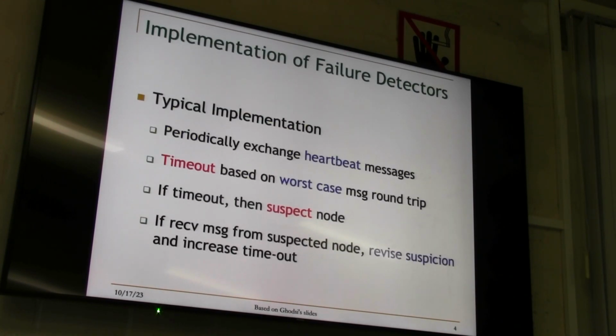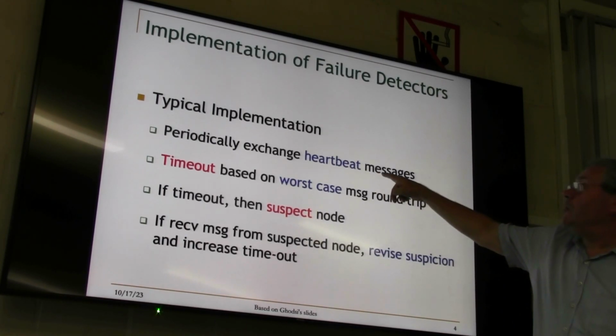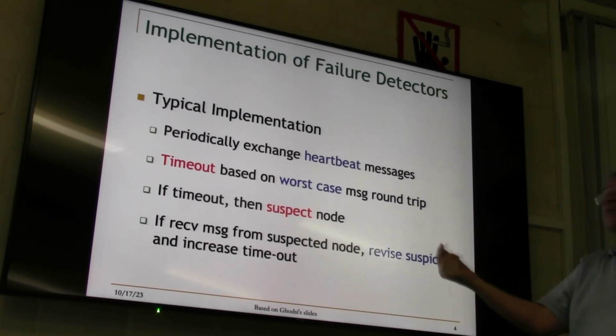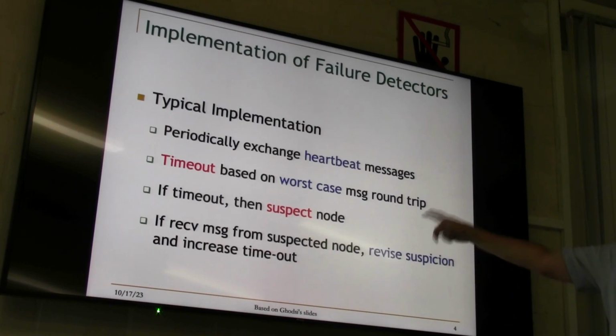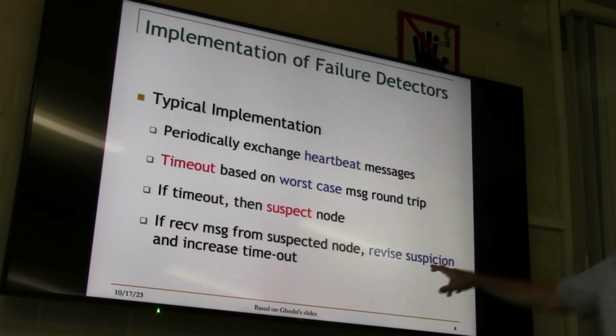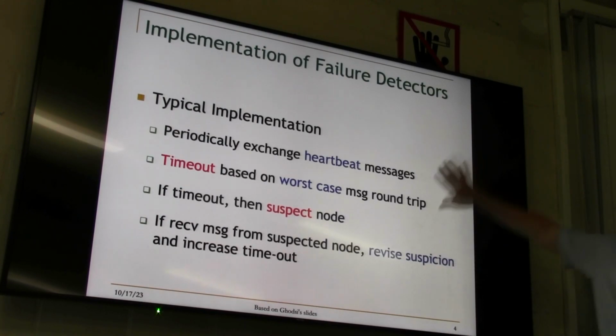Okay? So how do we implement these things? Well, it's not so much rocket science. They do heartbeat messages. So these boxes will send messages regularly, like they will ping the nodes, and they will measure the round trip time, and they will see if there's a timeout. I don't get a ping within this amount of time, and so I suspect the node. Okay? But then maybe it's just slow, and I get the ping eventually, and then I will revise my suspicion and increase the timeout. You see? So the timeout is like an adaptive thing. So this is typically how it's implemented. But of course it can be smarter too.